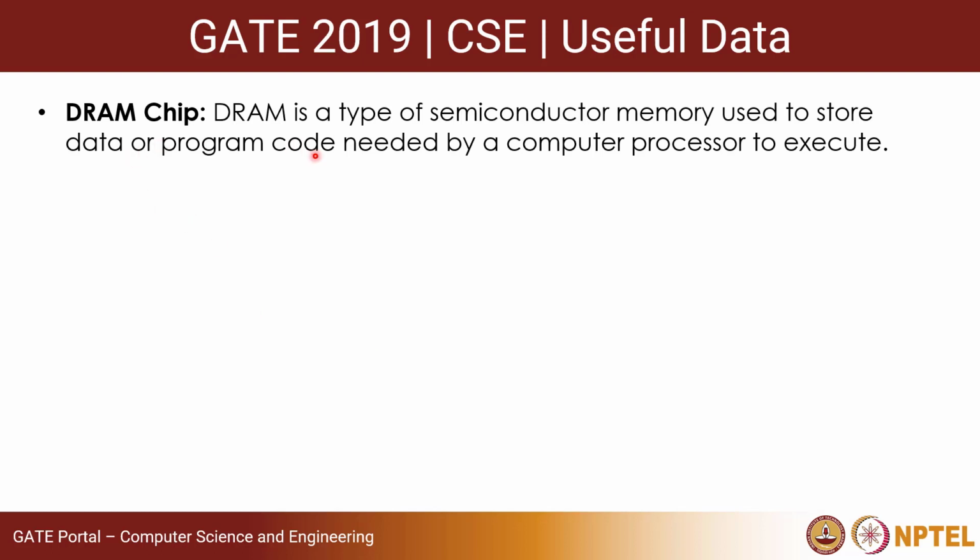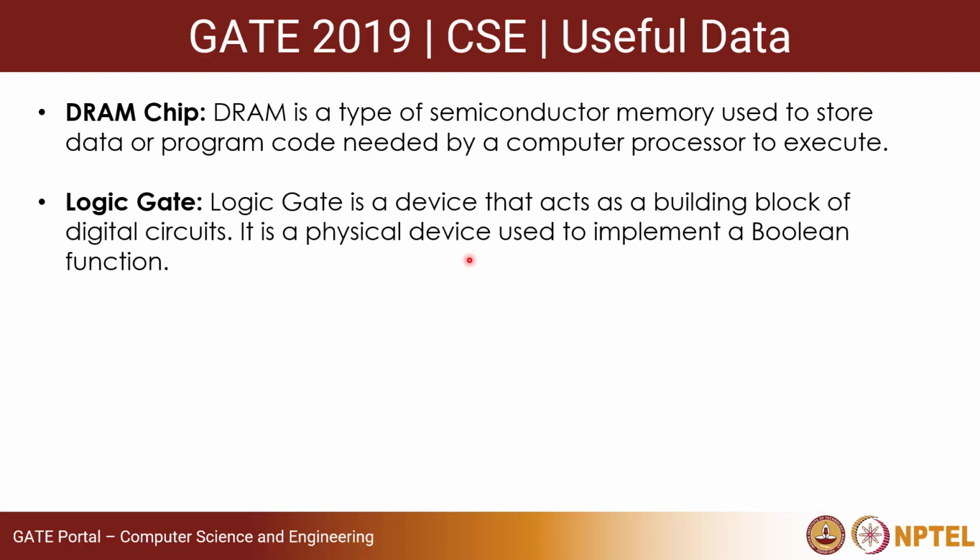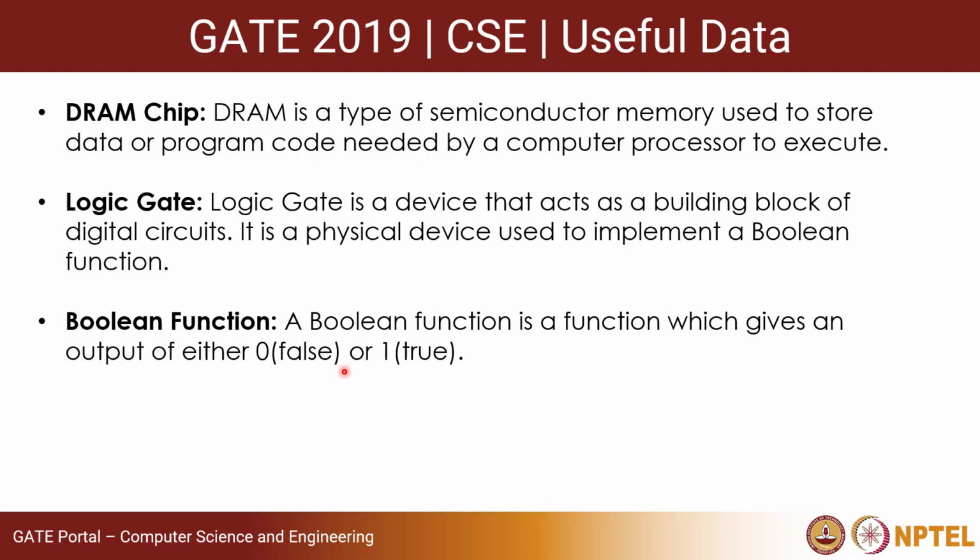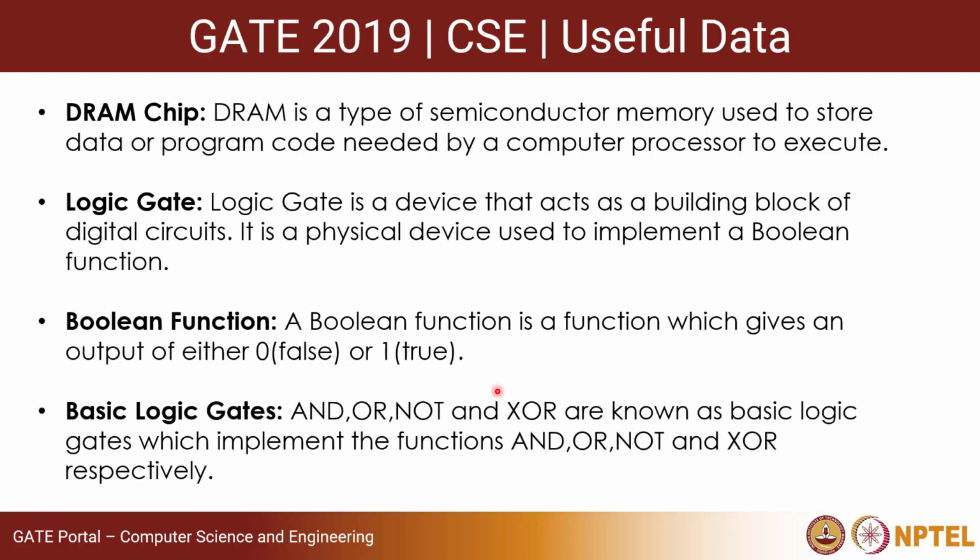So a DRAM chip, or DRAM, is a type of semiconductor memory used to store data or program code which is needed by a computer processor to execute. The logic gate is a device that acts as a building block of digital circuits. It is a physical device which is used to implement a Boolean function. A Boolean function is a function which gives an output of either true or false.